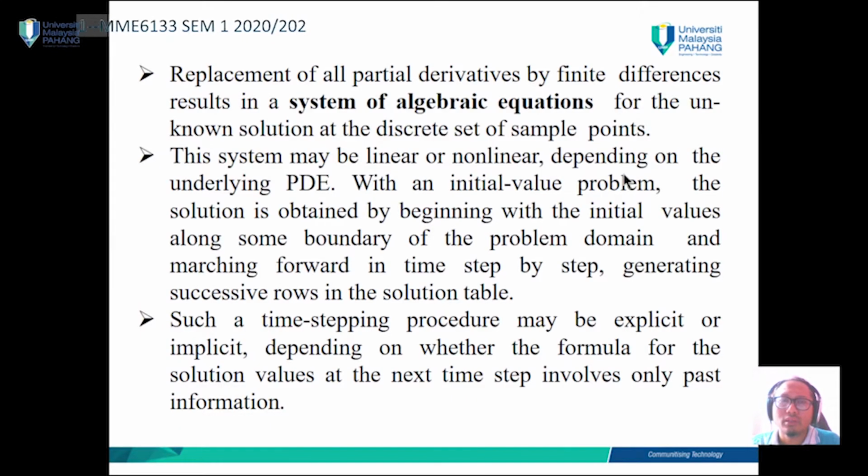So replacement of all partial derivatives by finite differences results in a system of algebraic equations for the unknown solution at a discrete set of sample points. So we are going to get a number of equations for the unknowns, and this system could be linear or nonlinear, depending on the PDE itself.